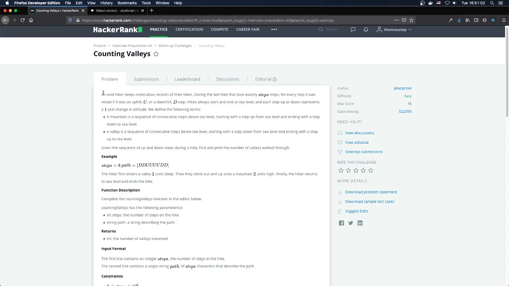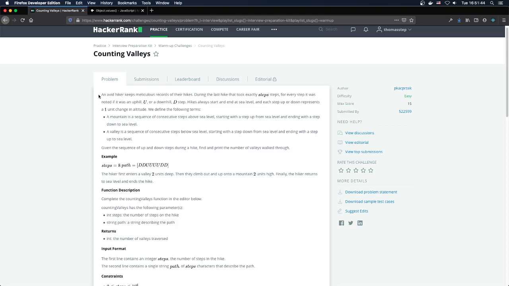An avid hiker keeps meticulous records of their hikes. During the last hike, that took exactly steps. For every step, it was noted that it was an uphill or a downhill step. Hikes always start and end at sea level, and each step up or down represents a 1 unit change in altitude. We define the following terms. A mountain is a sequence of consecutive steps above sea level, starting with a step up from sea level and ending with a step down to sea level. A valley is a sequence of consecutive steps below sea level, starting with a step down from sea level and ending with a step up to sea level.